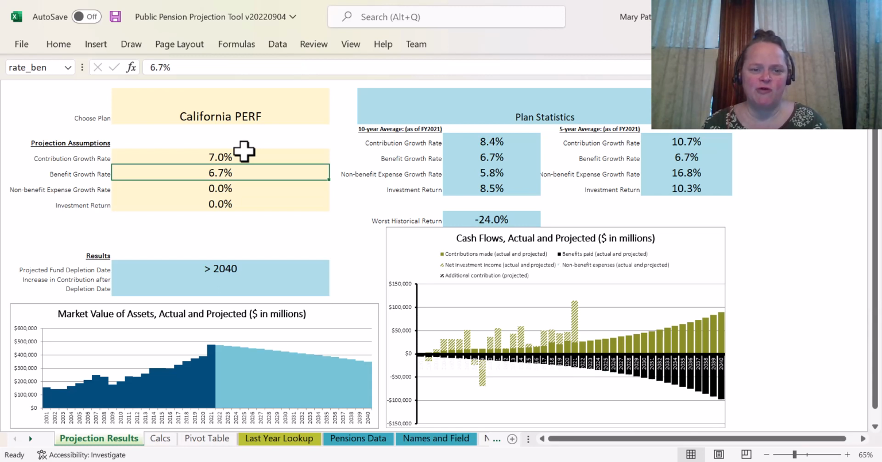So California PERF is a good fund to play around with because they have actually been making full contributions as required by actuaries, though they're underfunded.